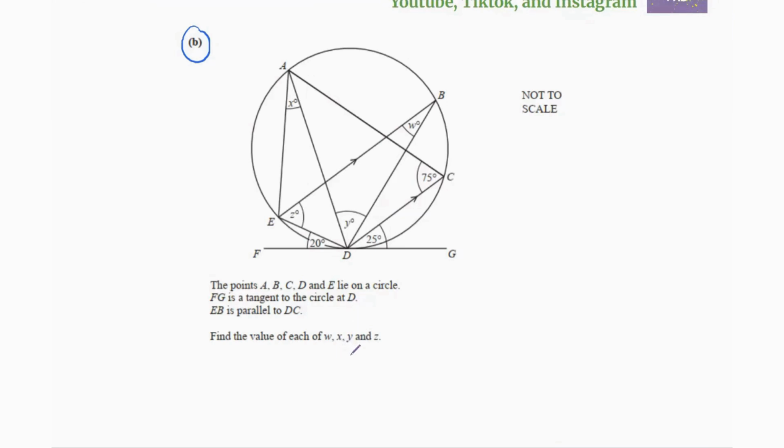So W, X, Y, and Z. Let's start with W. We know that there's a triangle inscribed in a circle. All three vertices are touching the circumference. So we can use the alternate segment theorem. W is the same as 20. So we have our first angle. And the reason is alternate segment theorem.